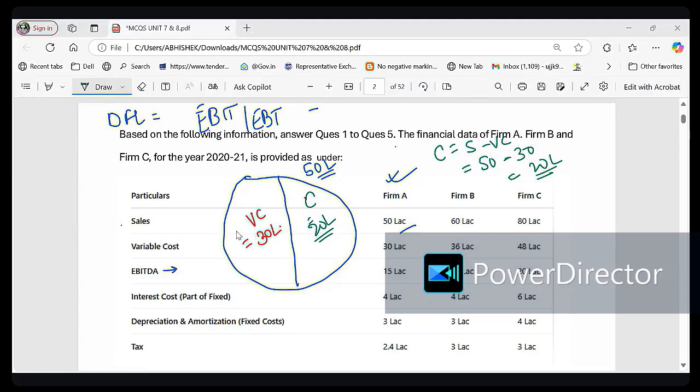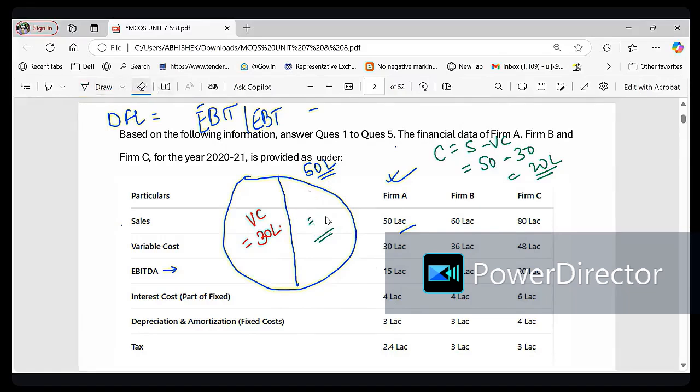Now, this is the first step. We have to calculate the variable cost and then the contribution, right? So obviously it will go down, because more cost means less margin. If the cost is more, it means less margin. Now, after that, we have calculated the contribution, which is 20 lakh.